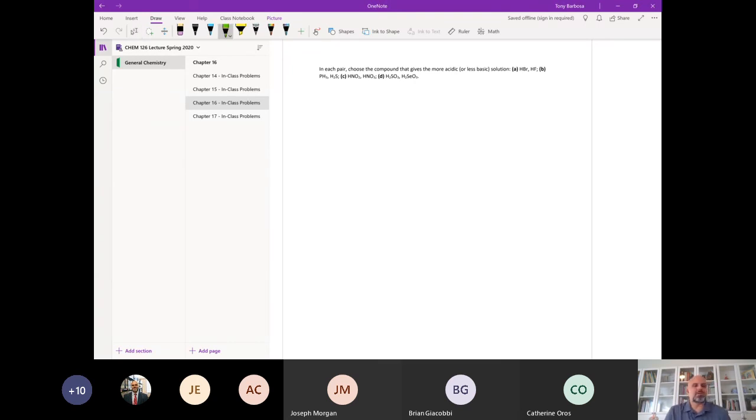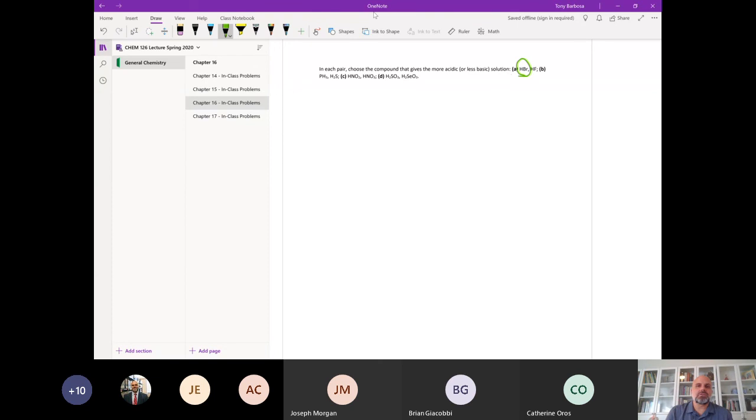So this one should be pretty straightforward. Hopefully by now you've seen that, right? As we work down the periodic table, we end up with more acidic substances, because they're able to stabilize the negative charge on their own more. So HBr is going to be stronger than HF.